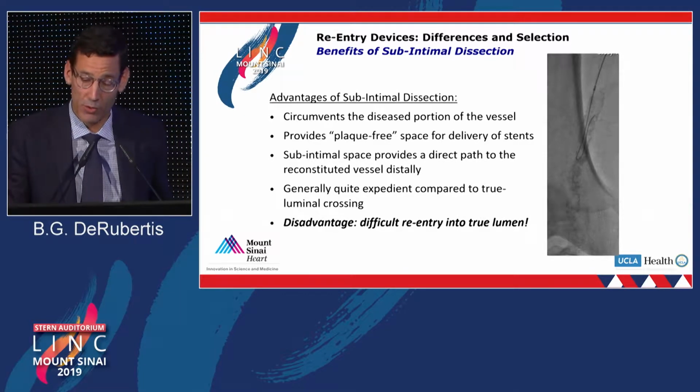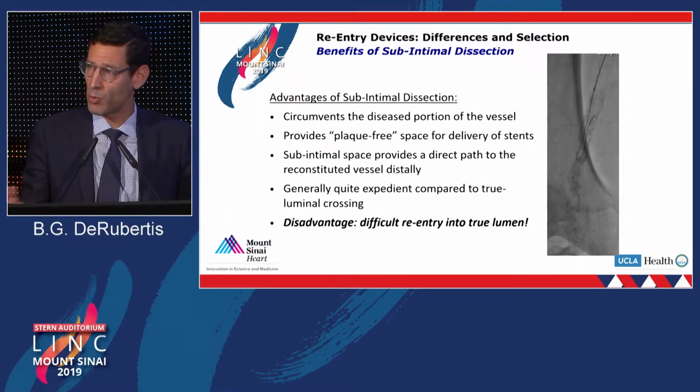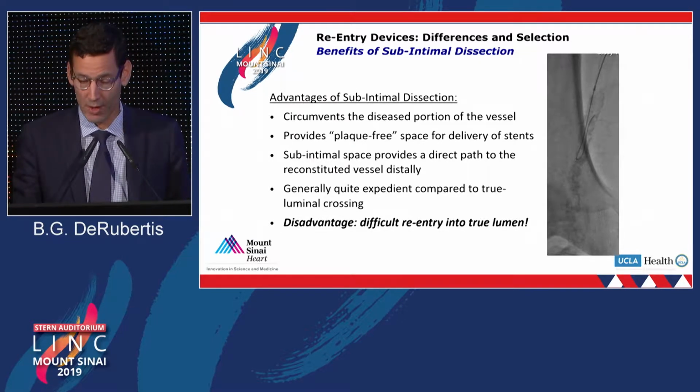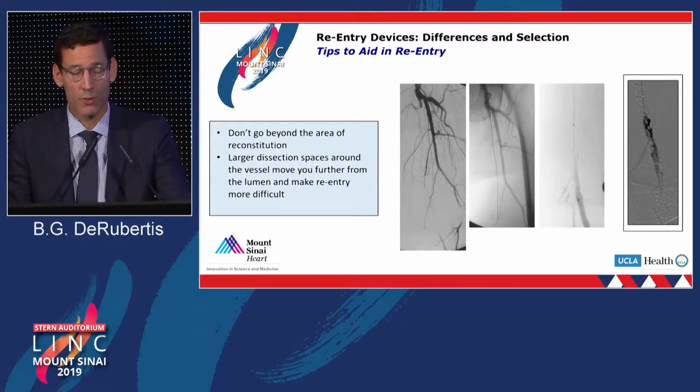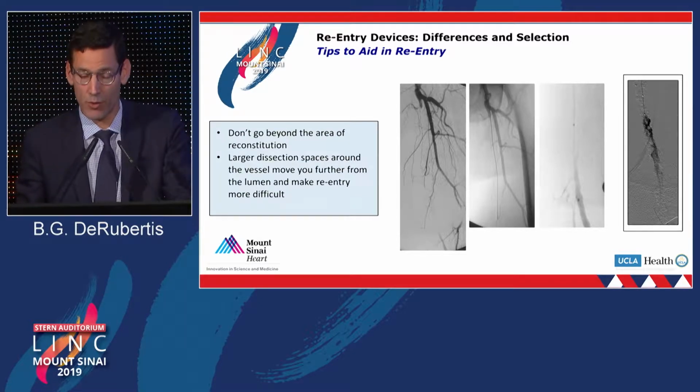The disadvantage is sometimes you just get to a point where you have one of these difficult reentries where it's hard to get through back into the lumen. Some of the tips to aid in reentry are listed here. The first issue is not going beyond your area of reconstitution.